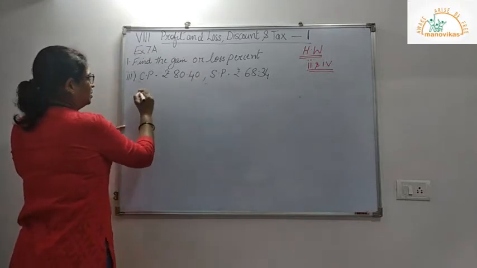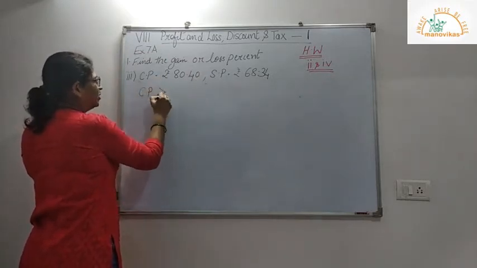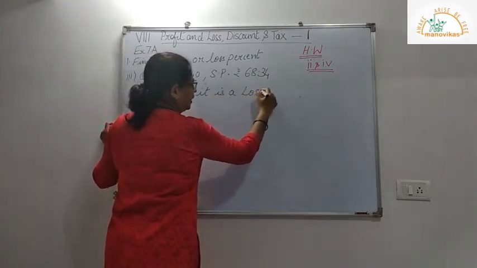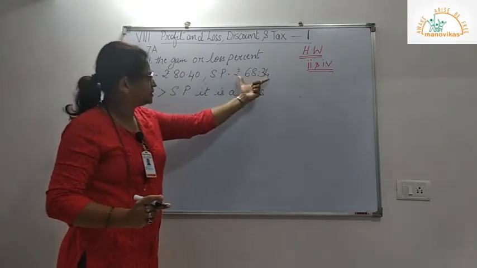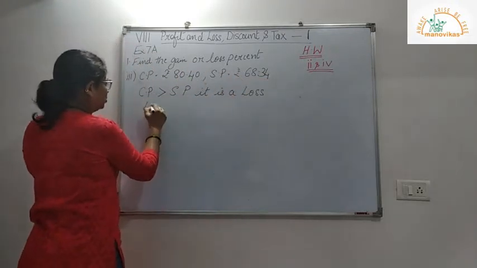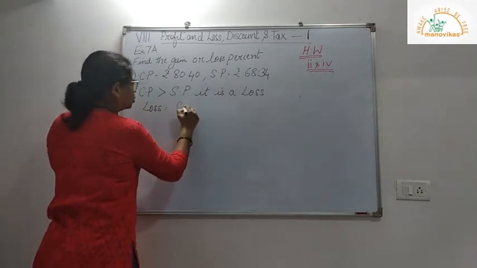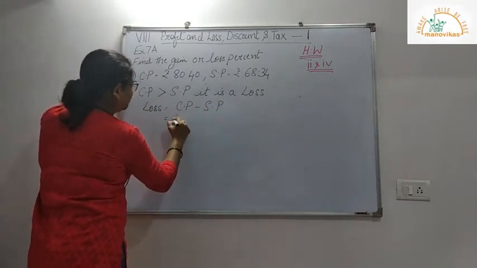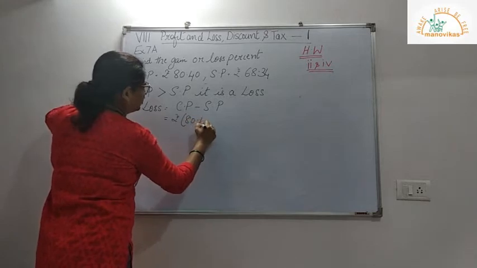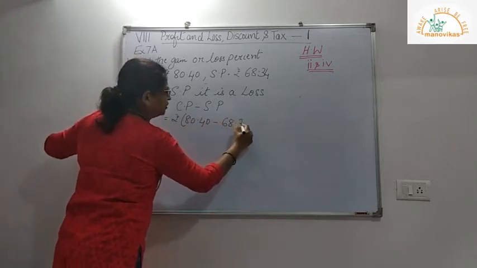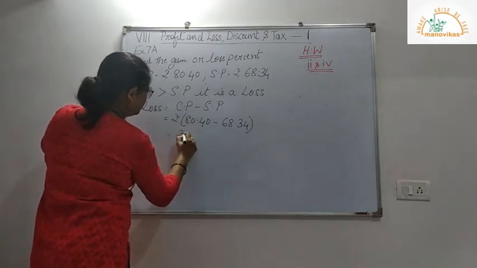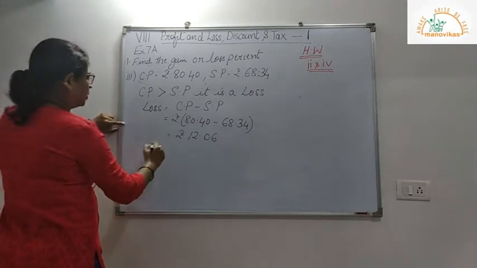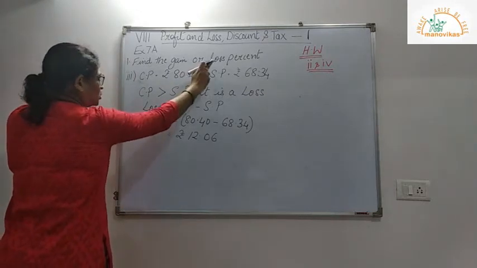So now if you see here, my cost price is greater than the selling price, so it is a loss, right? Since my cost price is more than the selling price, it is a loss. So we find out the loss. Loss is equal to cost price minus the selling price, which is equal to rupees 80.40 minus 68.34, which comes to rupees 12.06. Done.